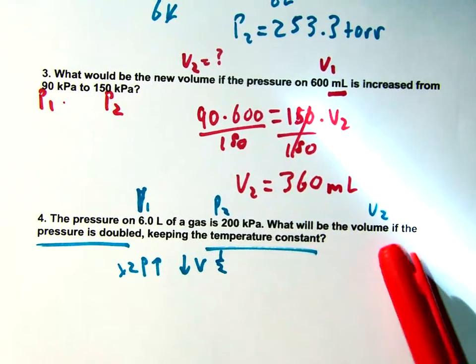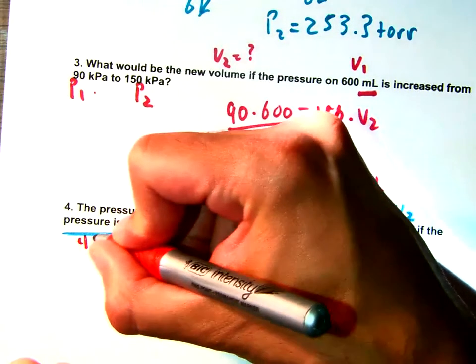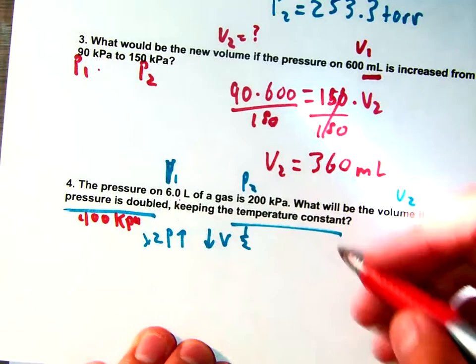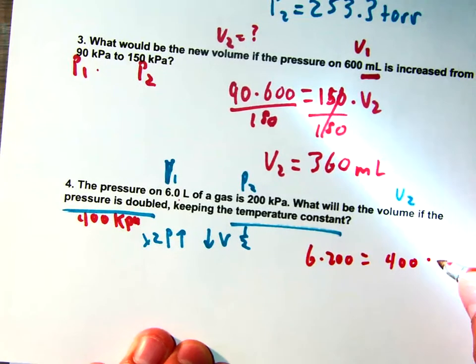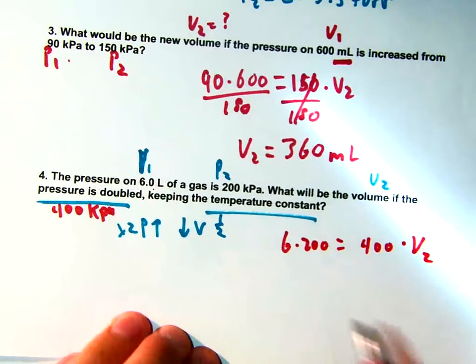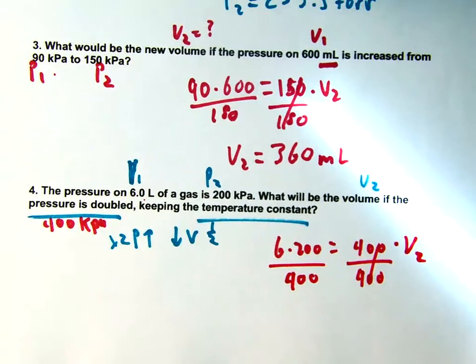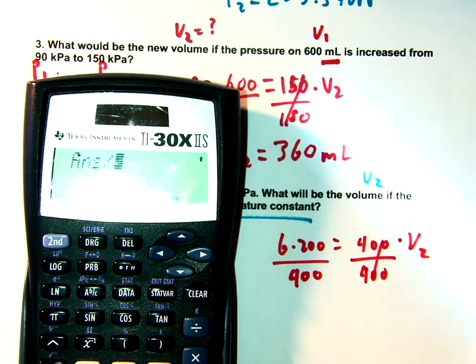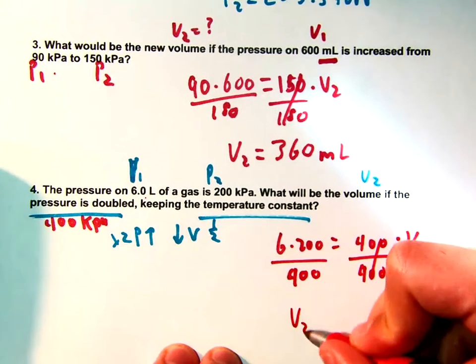It says the pressure is doubled. So that means this is my initial pressure, right? But now it's 400 because it's doubled. Kilopascal. So let's test out. I said the answer would be 3, right? Okay, so here we go. 6 times 200 equals 400 times my V2, which is what I'm looking for. Divided by 400 on both sides. Cancel. Plug this in. That's going to give me 6 times 200 divided by 400, which is what we said before, 3. So V2 equals 3.